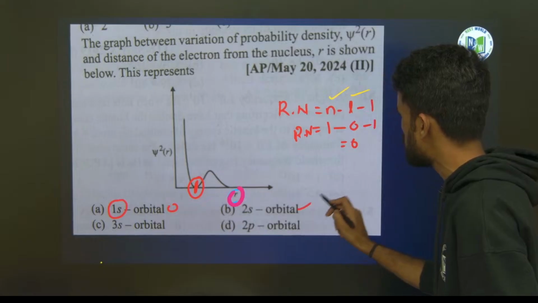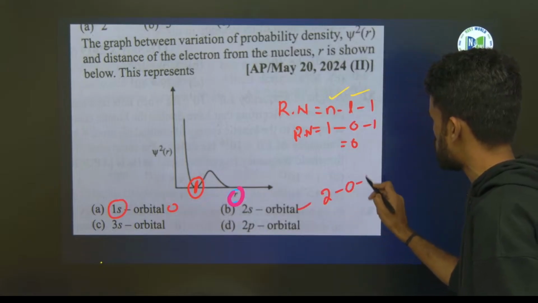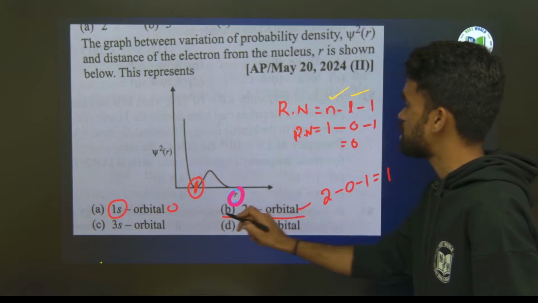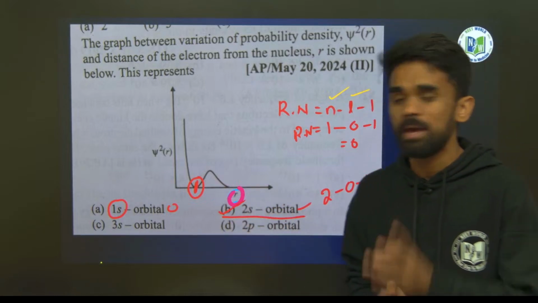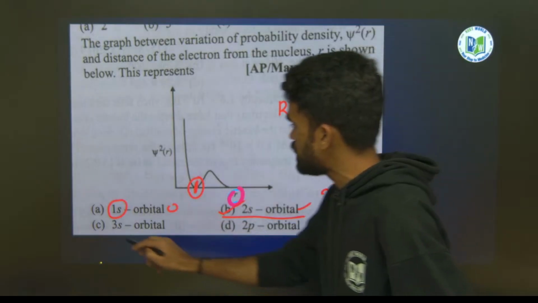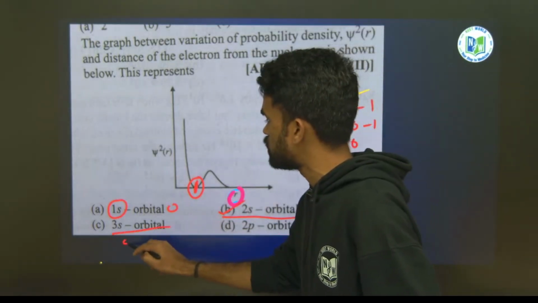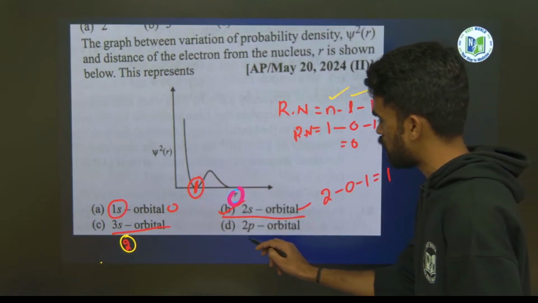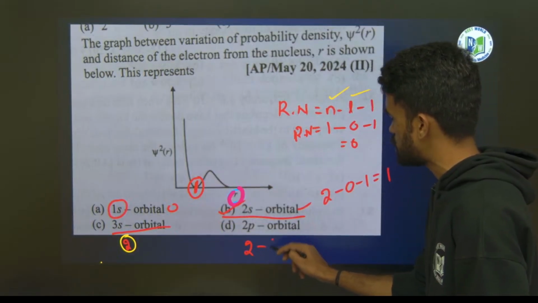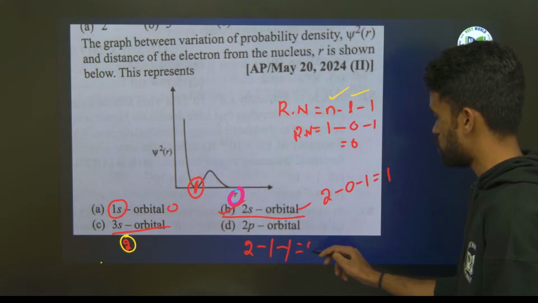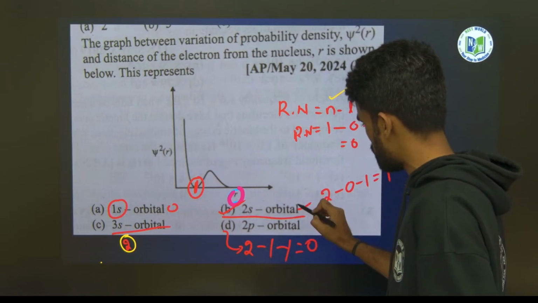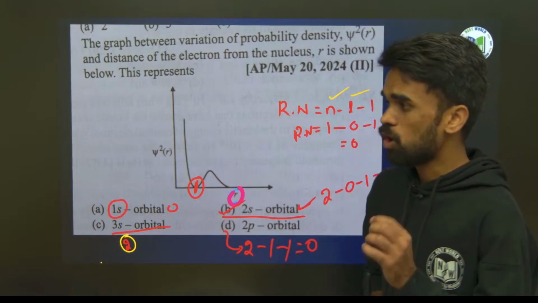Whereas for 2s, it is 2 minus 0 minus 1, so radial nodes are 1 here. So this is the perfect option, the correct answer for this question is option number 2. If you want, you can check. For 3s you will get 2 radial nodes, and for 2p it will be 0 radial nodes, since n value is 2, L value is 1, minus 1, so it is 0 radial nodes for the 2p orbital. So the suitable answer is just option number 2. Hope this is clear.